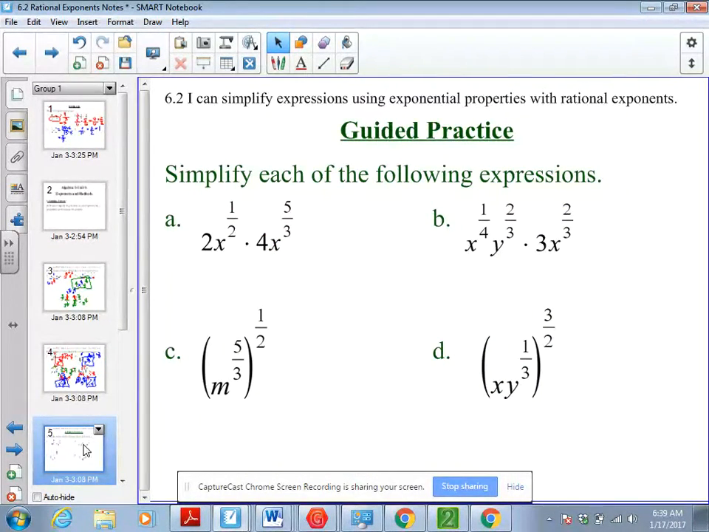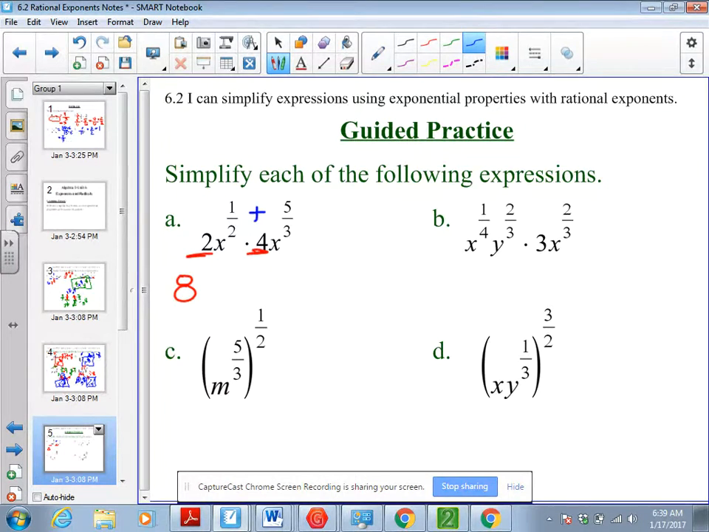Got some guided practice here, things that are being mixed in. So I always like to start with the coefficients, just to get those guys out of the way. So I have a 2 times 4. 2 times 4 is 8. Then I have an x to the 1/2, x to the 5/3. This is the product property, so I'm going to add my exponents. That means I need to have a common denominator. So I'm going to put my fractions over here. I'm going to have a 1/2 and a 5/3.